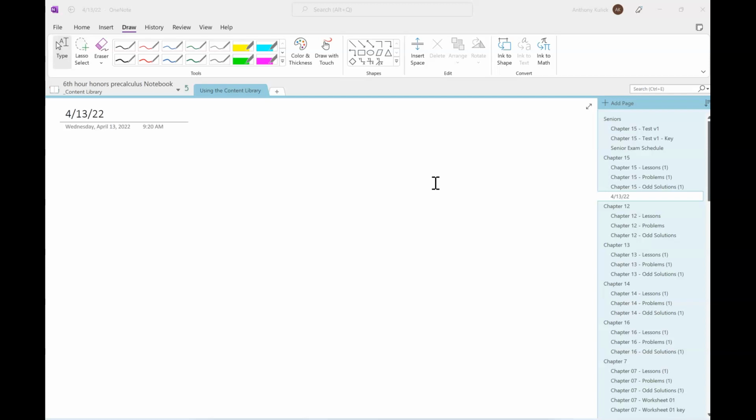So this first chapter we're going to look at is going to be about exponential, logistic, and logarithmic functions. We talked last year about logarithmic and exponential functions. We didn't talk about logistic. It's not a big deal. They're pretty easy to deal with. They're not much different.